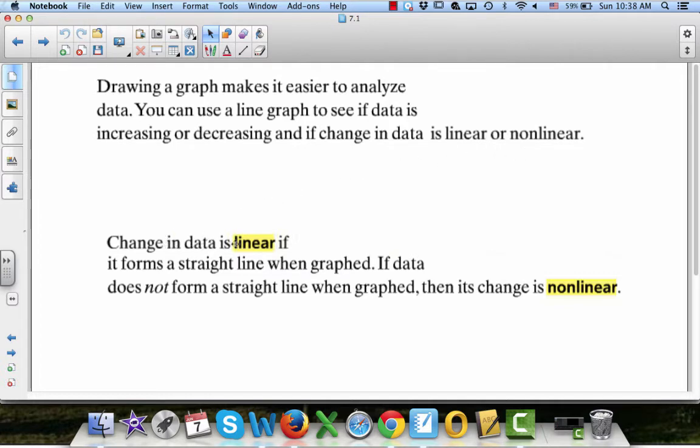Change in data is linear if it forms a straight line when it's graphed. And if the data does not form a straight line when graphed, then its change is nonlinear. Remember, the first four letters in the word linear are line. So if it is a straight line, it is linear, okay? And if it's not a straight line, non-linear.